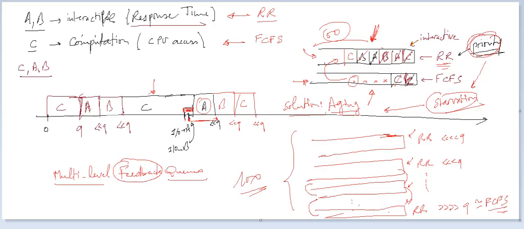So because we have priorities between queues, that is potentially going to lead to starvation. And in order to handle this problem, the idea is to age the processes. Aging the processes is upping their priorities after a certain amount of waiting time. Okay, so this is how the system works.